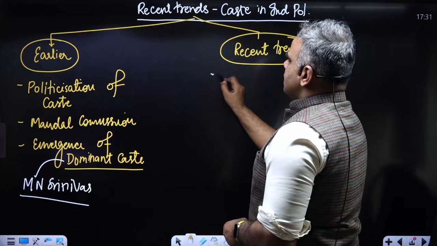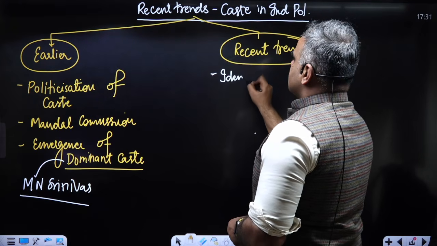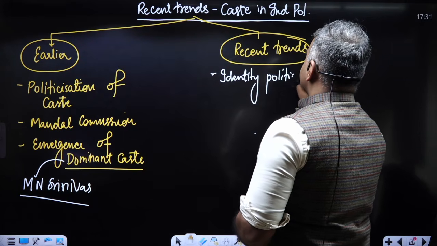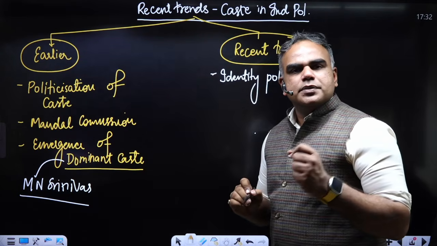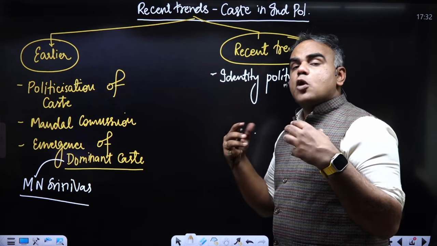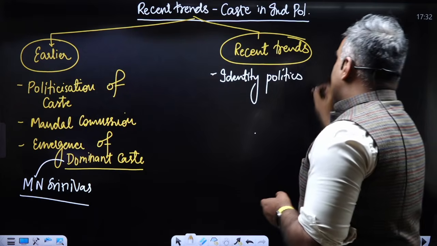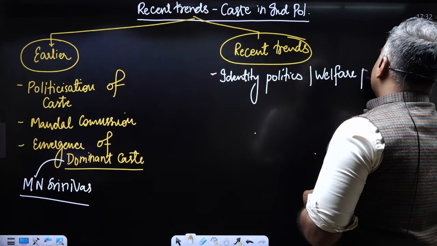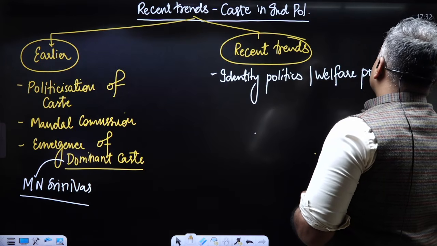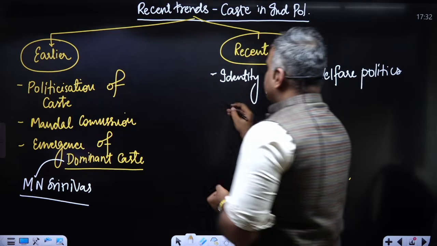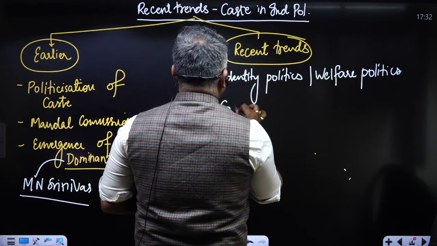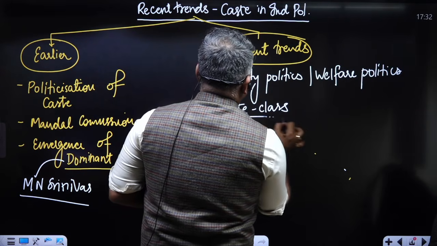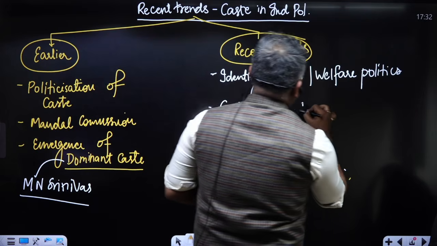Now, the recent trends, if I want to mention some of them, for example, I can talk about identity politics, right? Politics revolving around any of the identity markers, which sometimes can also overlap with welfare politics. Second, the caste class connection.